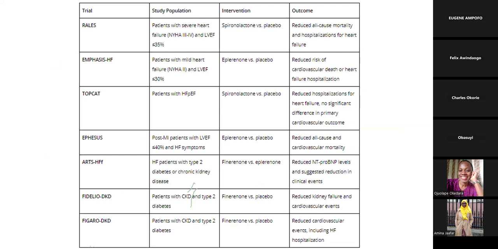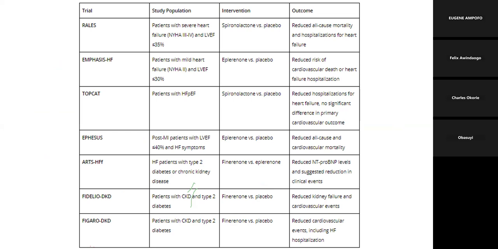So, RALES looked at patients with severe heart failure. That's New York Heart Association class 3 to 4, and left ventricular ejection fraction less than or equal to 35. What they used was spironolactone versus placebo, on top of what the patients were already on. And the outcome was that it reduced all-cause mortality and hospitalization for heart failure. So that is RALES from the table presented.